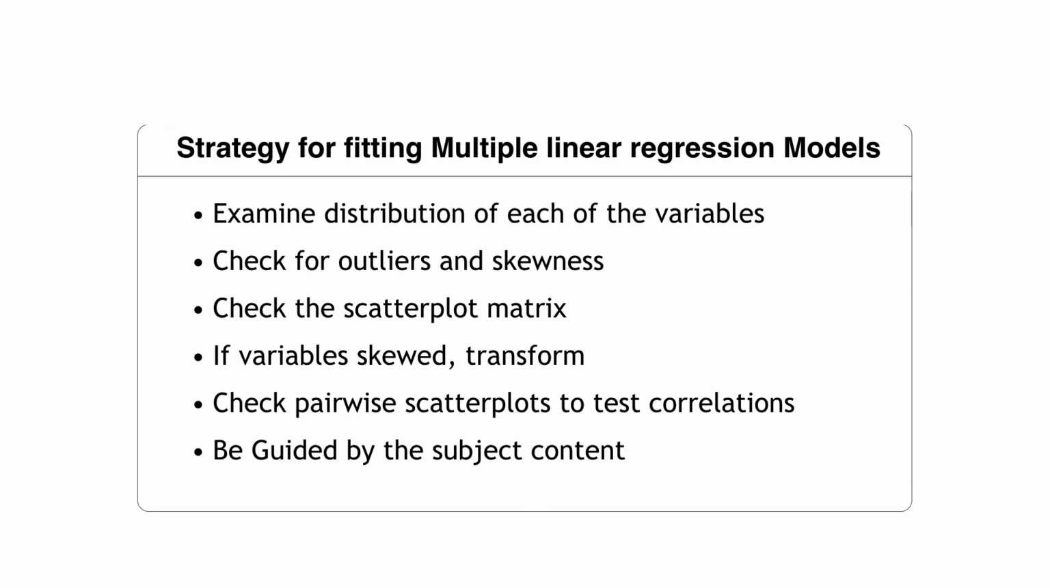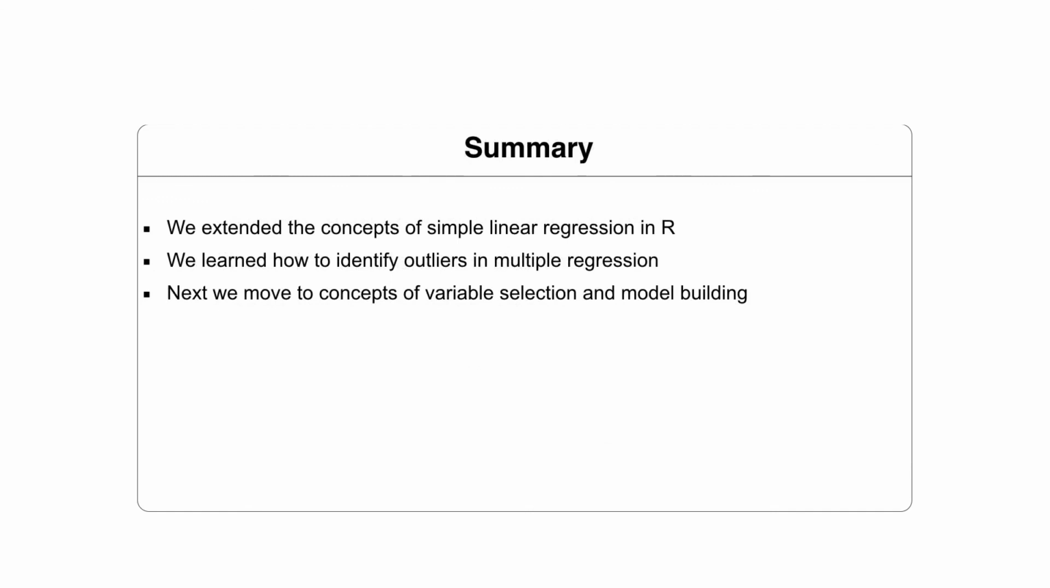So to summarize, there are some strategies. You examine the distribution of each of these variables, you check for outliers and skewness, you go for a scatterplot matrix to see their distributions, and then if needed, you transform those variables. We'll see how we do that. And then finally, we extended the concepts of simple linear regression, and we learned that we can identify outliers in these things. In the next phase, we're going to look into the concepts of variable selection and model building. All right, so keep learning.